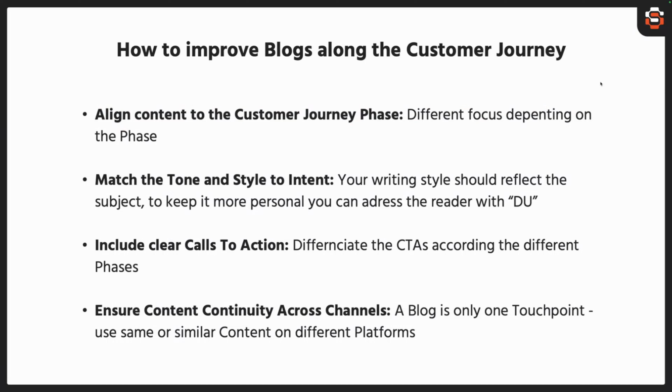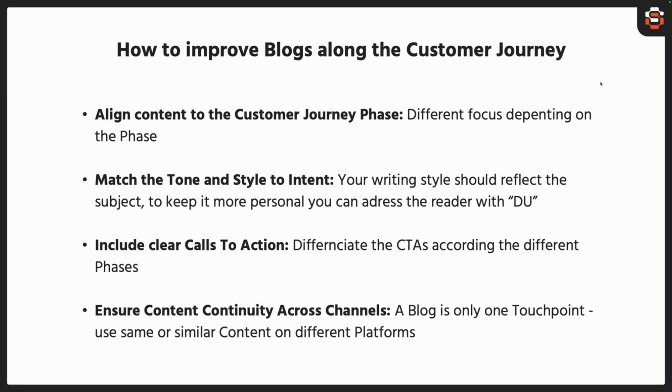Now we talked a lot about the different phases and the different content you can use in the different customer journey phases, but in general, how can we improve blogs along the customer journey? It's important, as I already mentioned, that the content needs to be aligned to the customer journey phases. It's important to have a different focus depending on the phase. For example, in the first phase, it's all about getting attention to the brand for the first time. So it's important to have high quality content and to have blogs about current topics. But if you want to keep a customer engaged with the brand, it's also important to talk about your values, talk about the team, and really get the customer to know your brand, to have a trust building element.